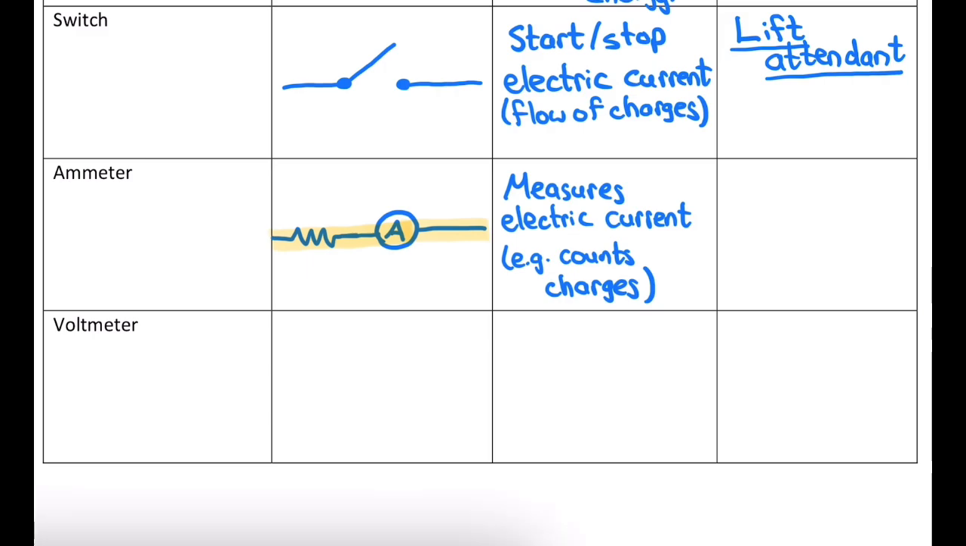So the way I set this ammeter up is crucial. I have to set it up in a way so that any charges that go through my resistor also go through my ammeter. That way, when my ammeter measures current, I know I have the same current in the resistor. So this is a lot like if you had, say, a gate set up on the ski hill somewhere that counted the number of skiers going through it.